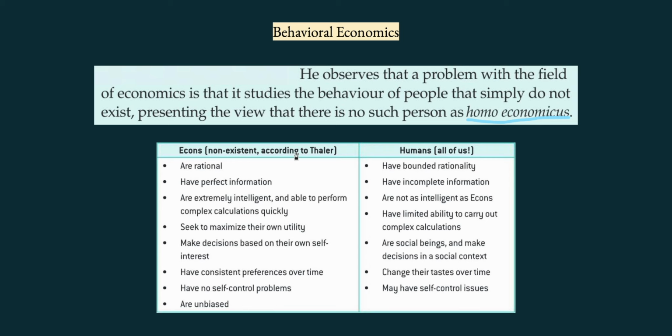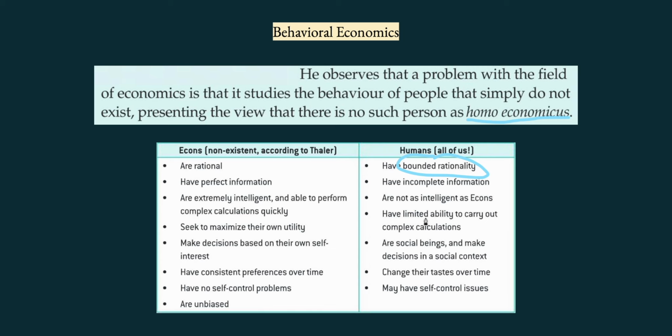So let's quickly evaluate. Econs are rational. Realistically, we have bounded rationality, which we'll be looking at in way more detail later on, but let's circle that for now. Econs always have perfect information. We have incomplete information. It's almost impossible to have perfect information. Econs are extremely intelligent and able to perform complex calculations quickly. So basically, that's going to be how quickly econs versus humans are able to evaluate the utility of the products that they're going to buy or how much money they're going to save by getting a cheaper product. However, we have limited ability to carry out complex calculations without the help of a calculator.